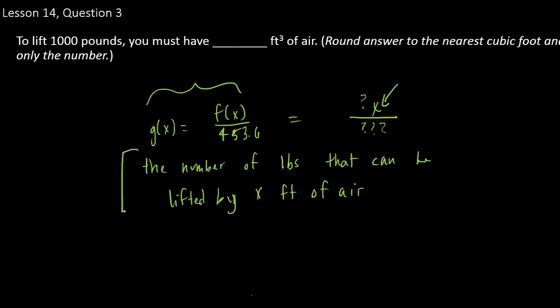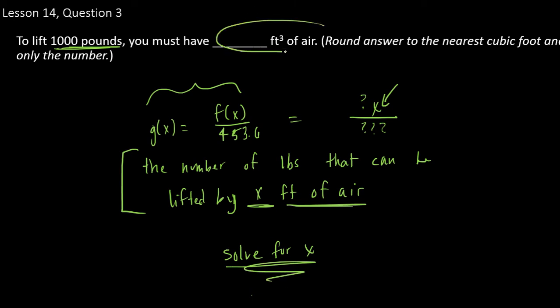Because remember, this is describing the number of pounds that can be lifted by x feet of air. So if x describes feet of air, then I definitely should not substitute x for 1,000, because 1,000 is telling me about pounds, not about feet of air. So we are actually going to be solving for x, which describes feet of air, right? So 1,000 isn't equal to x, it's equal to g of x. So you'll substitute 1,000 in for g of x, and it will be equal to that f of x divided by 453.6.